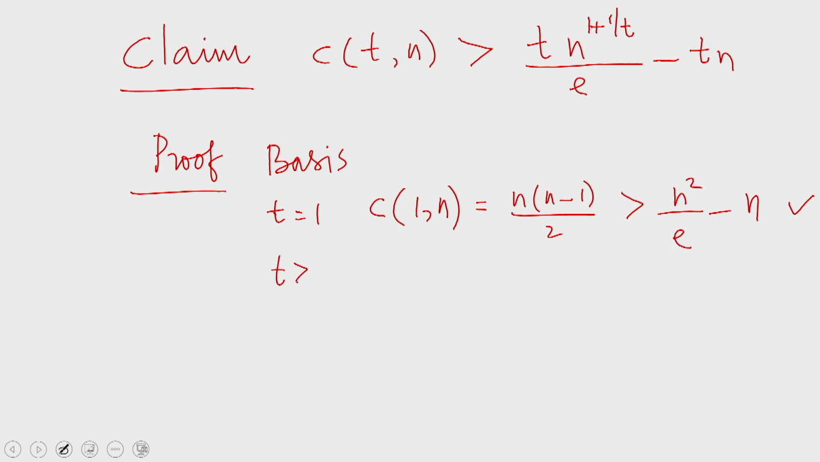For t greater than or equal to 1, let us consider C of T, 1, which means you want to sort one element in T steps. If you have only one element to sort, you do not have to perform any comparison. Therefore, C of T, 1 equals 0 for all t greater than or equal to 1. So, if you substitute n equal to 1 in our claim, we find that this is T by E minus T. So, these two will form the basis.